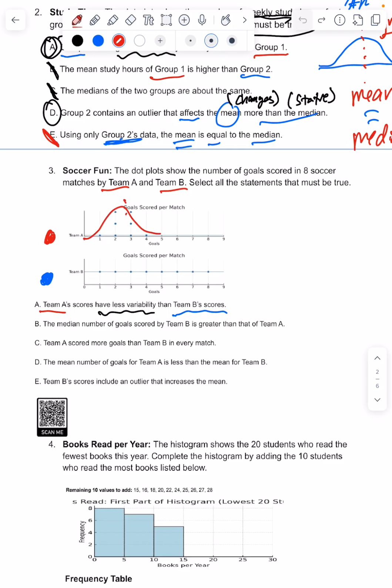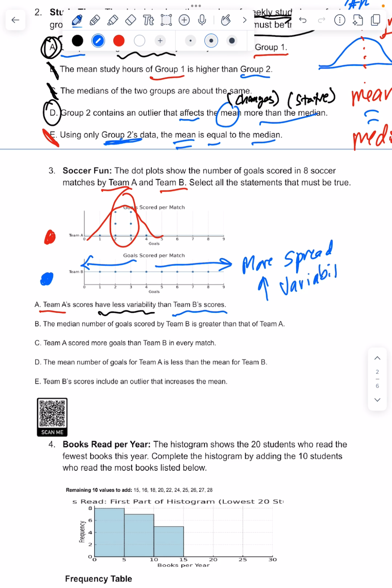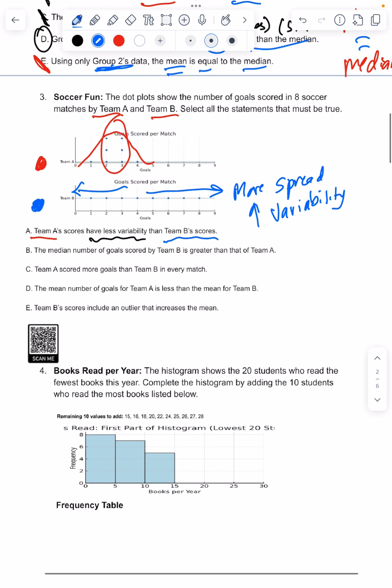We kind of have the majority of the data in the middle, versus in this case, we could see that there's definitely a higher spread for B. And again, I'm trying to use the color coding, and then I'm not using it. So yeah, there's more spread here, which tells us that there is a high variability, right? So in this case, Team A has less variability than Team B. So yes, that is true in this case.